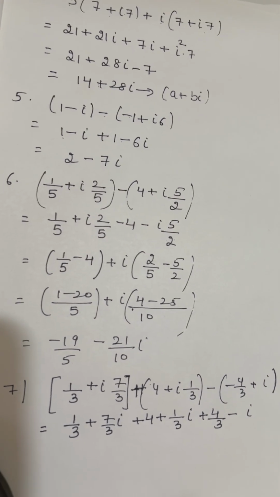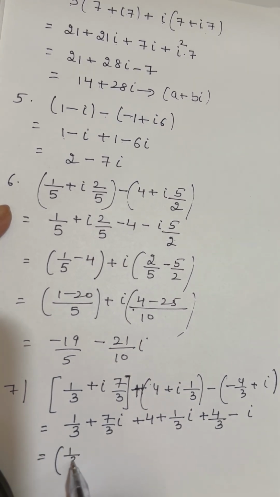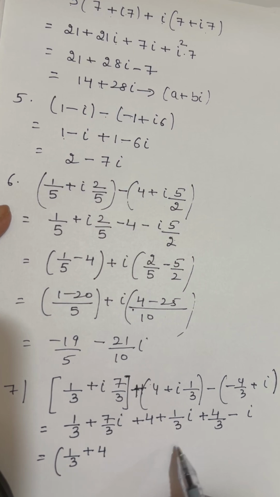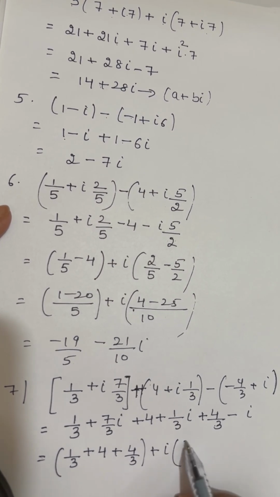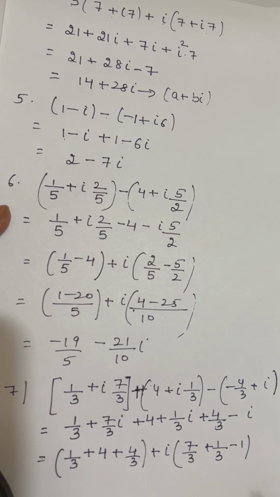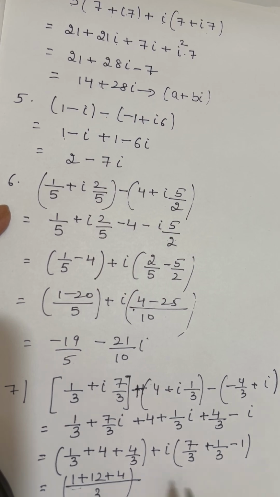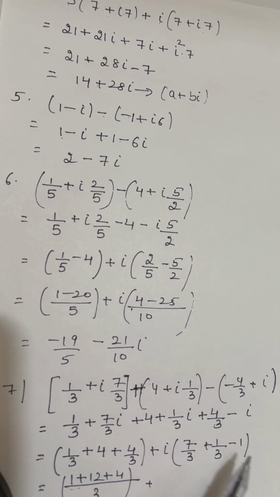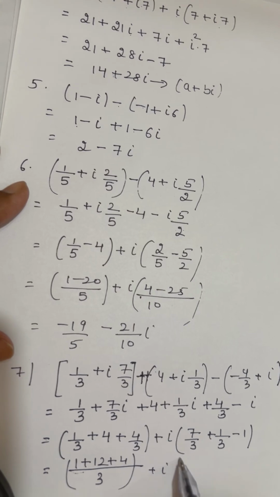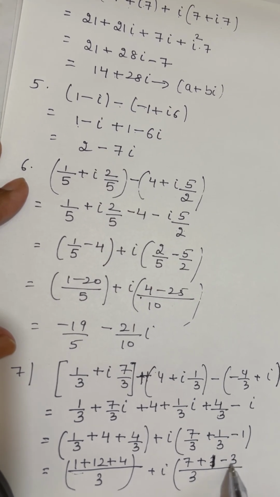नेक्स्ट रियल पार्ट को रियल पार्ट के साथ ले लेना, इमेजिनरी को इमेजिनरी के साथ. सो रियल पार्ट इज 1 upon 3 प्लस 4 upon 3. जो आयोटा वाले पार्ट्स हैं, आयोटा कॉमन. सो इनसाइड 7 upon 3 प्लस 1 upon 3 minus 1. Now LCM. Here LCM is 3. So it will be 1 plus 12 plus 4 plus iota 3 LCM 7 plus 7 plus 1 minus 3.